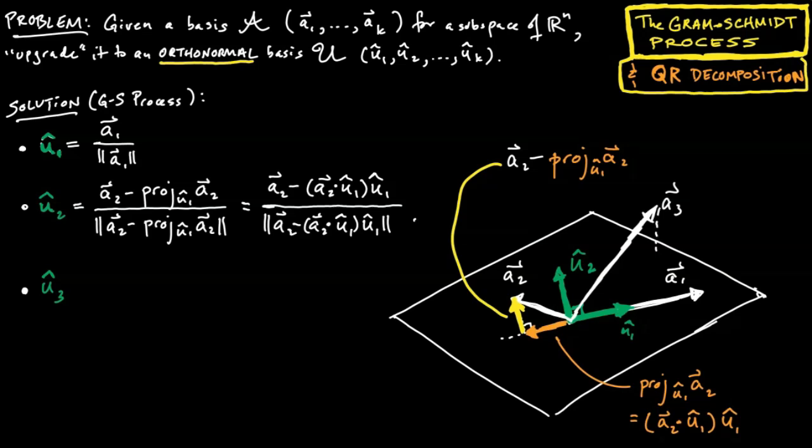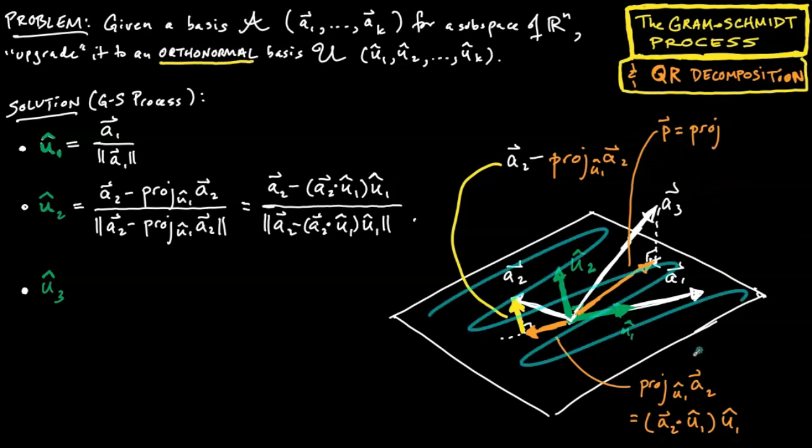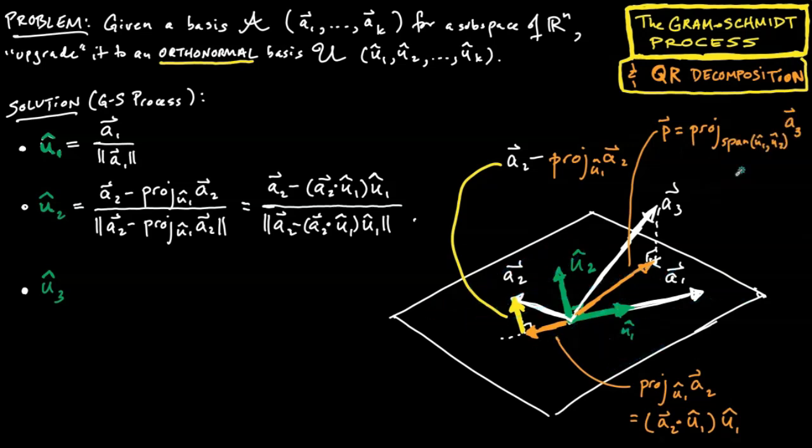Let's begin by dropping a perpendicular from the tip of A3, or equivalently, I'm taking vector A3 and projecting it orthogonally down onto this orange vector in the plane. And that orange vector, which I am going to call P for short, is, of course, the projection of A3 onto what? How can I describe this plane? Well, how about as the span of U1 and U2? So our orange vector P is the projection of A3 onto the span of the vectors we've already constructed, U1 and U2.